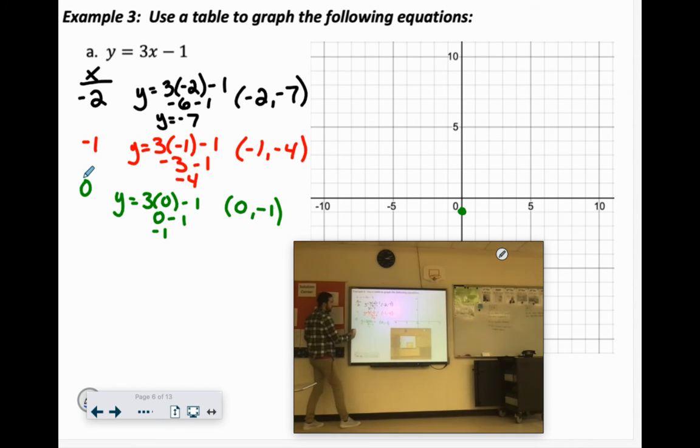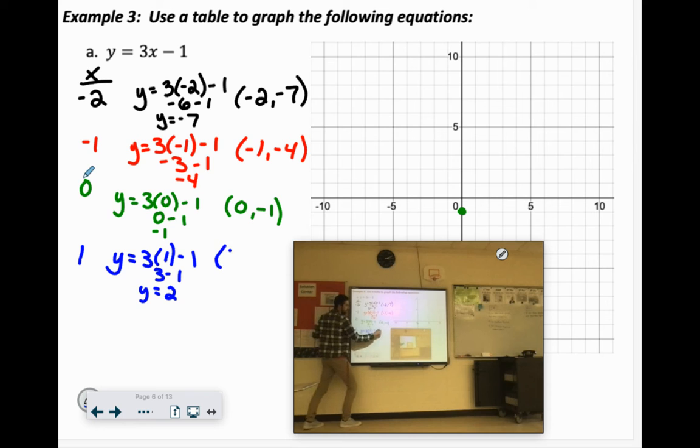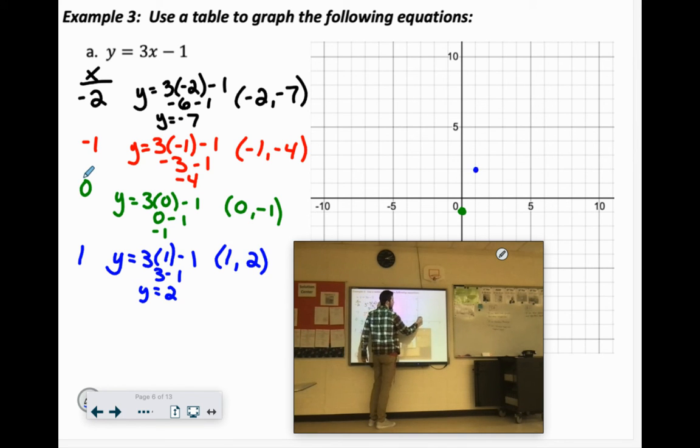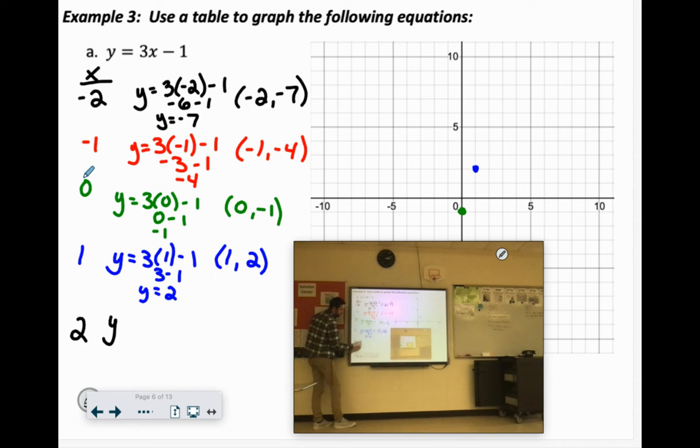How about when we put in 1 for x? Y equals 3 times 1 minus 1. We get 3 minus 1, which is 2. So when you put in 1, we got out 2. 1, 2. And we have enough to graph it, but let's just choose 2 just to be sure.